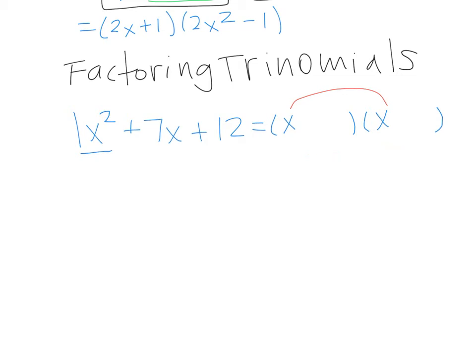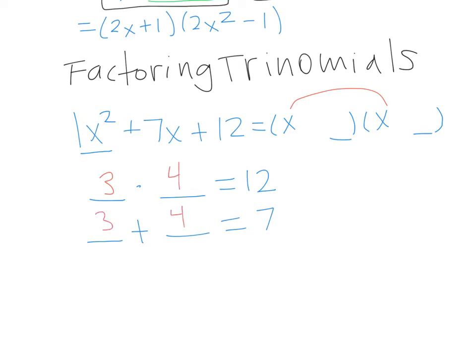Okay, so let's figure out how we're going to fill in these other positions here. All right, well, to fill in those positions, we want two numbers that multiply to the constant of 12 and also add to the coefficient on the x term, which is 7. Okay, so those two numbers are going to be 3 and 4.